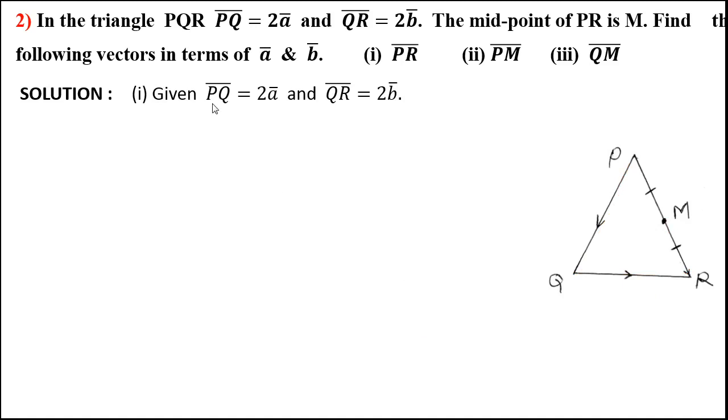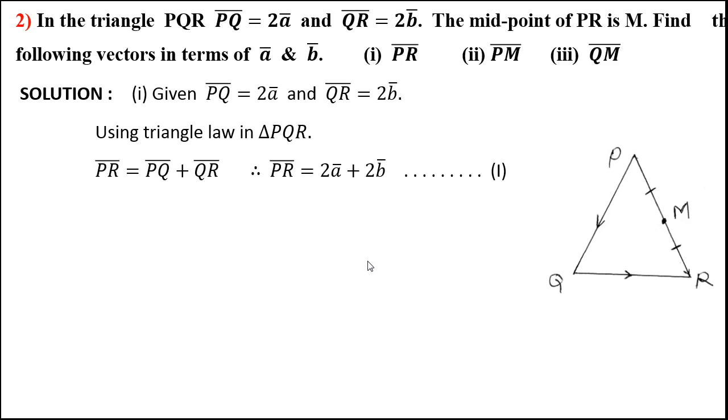Okay, so PQ bar is 2a bar, QR bar is 2b bar. Using triangle law you can write PR is equal to PQ plus QR. If we displace a particle from P to Q and then from Q to R, the resulting displacement is same as displacing the particle from P to R. So vector PR bar is equal to 2a bar plus 2b bar.